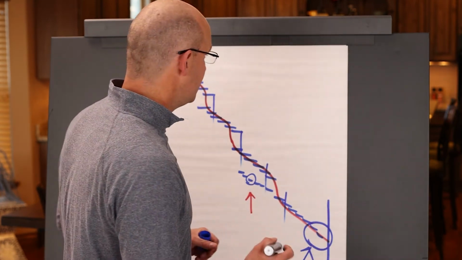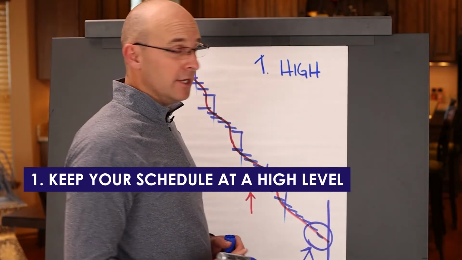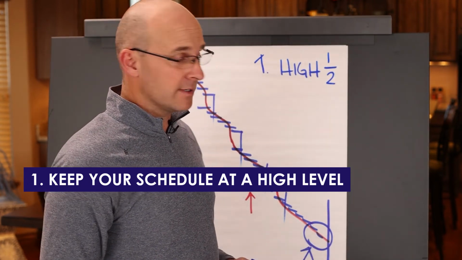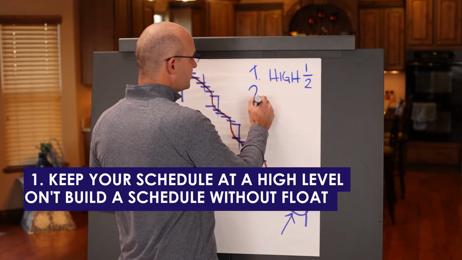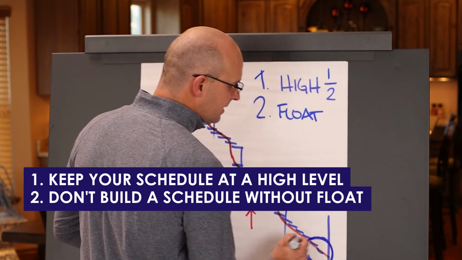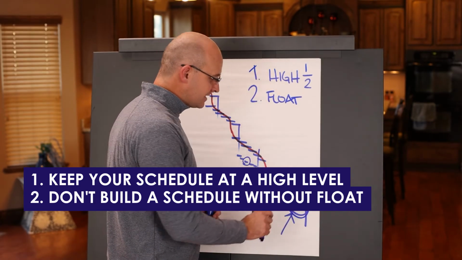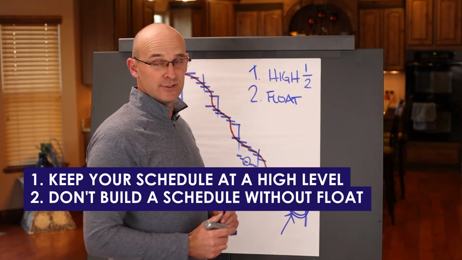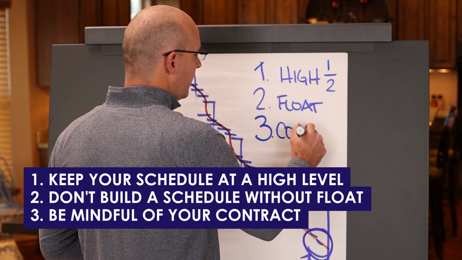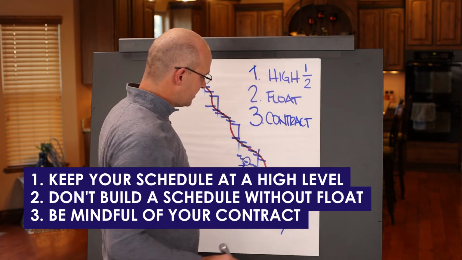So if you're going to use CPM, I am asking you to do these things. I want you to keep your schedule at a high level like it was designed to be, meaning you're looking at a level 1 or a level 2 schedule according to CPM standards. The other thing is, I never want you to build a schedule without float. I want you to have float, and I want you to have float at the end of the schedule so that you're never stuck where you need to trade stack and condense the end of the schedules. Okay? The other thing is, I want you to be mindful of your contract and not get into unhealthy situations where you don't get time extensions because it's not on the critical path.